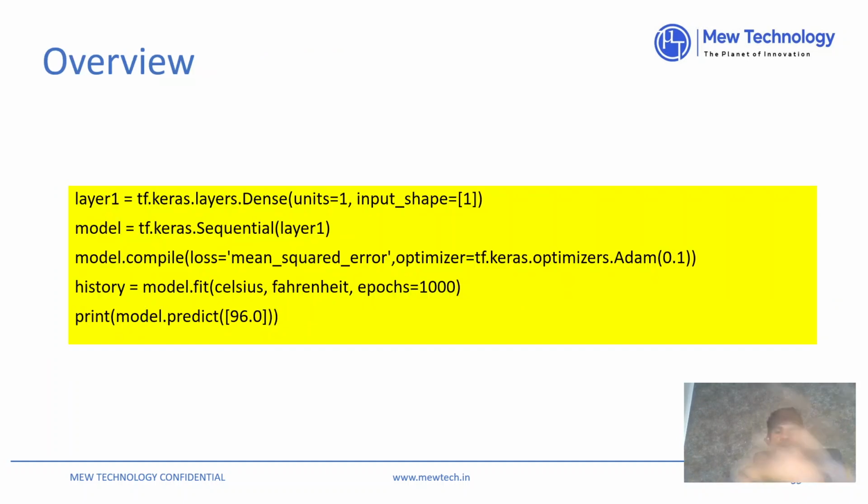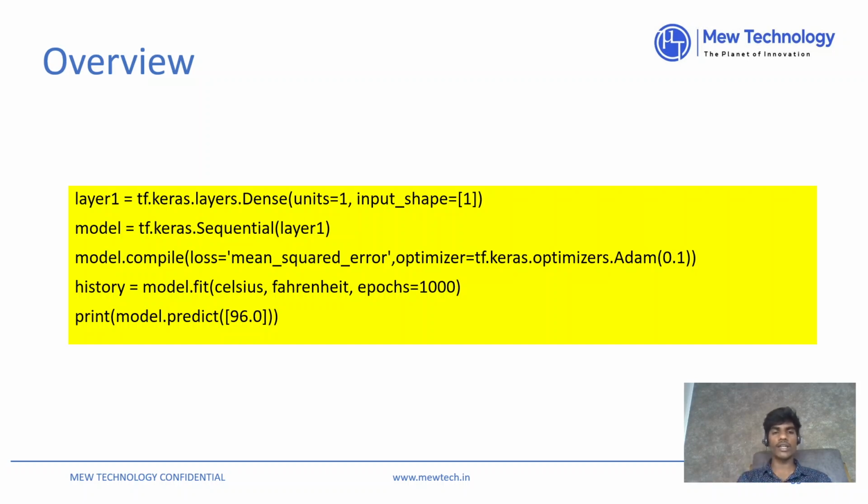Okay, this is my overview code. First I initialize the layer. My layer name is layer 1. After tf dot, I am using TensorFlow, obviously. Keras is another TensorFlow subdivision. Keras is running on top of TensorFlow.